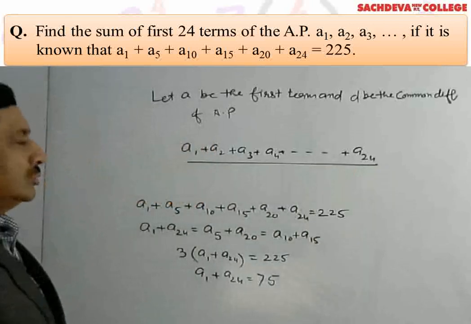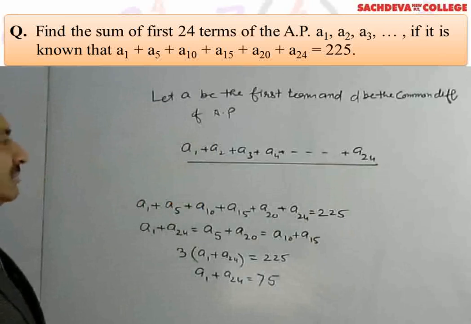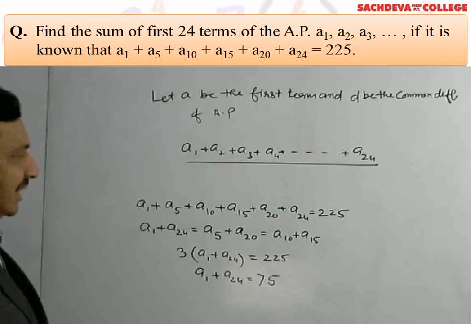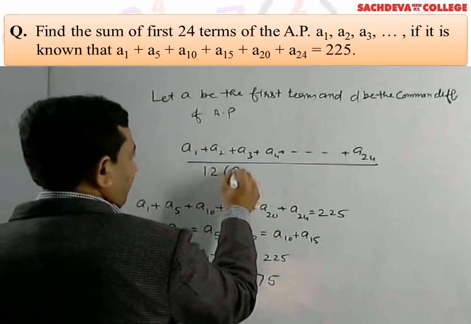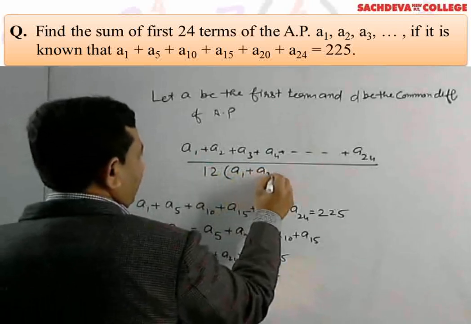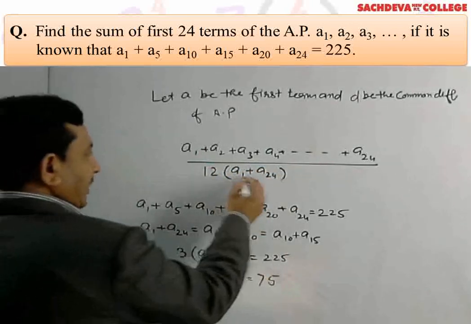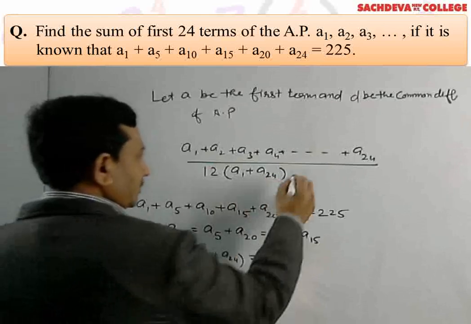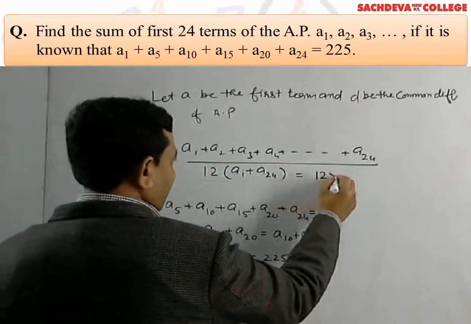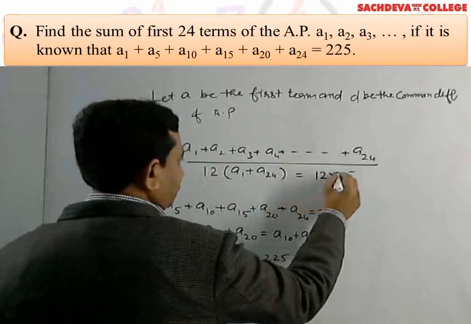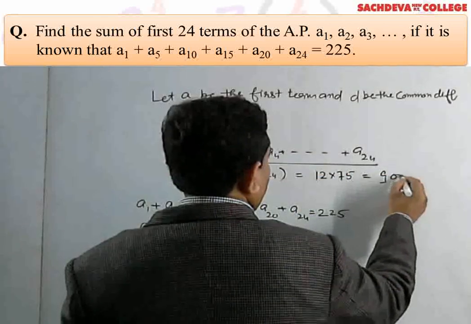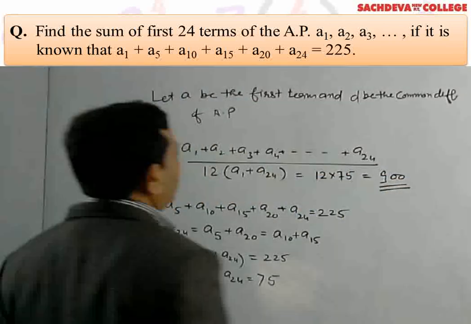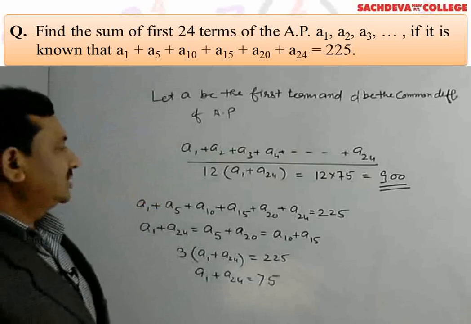So using rules, sum of first term and last term is equal to the sum of the terms which are equal distance from beginning and end. It means this will be equal to 12 times of A1 plus A24. And value of A1 plus A24 is given here, or will be equal to 12 into 75, or will be equal to 900. It means sum of first 24 terms is 900 here.